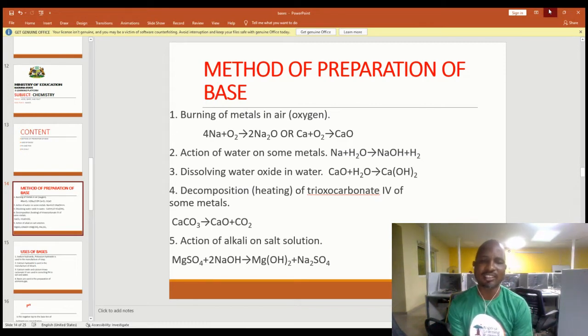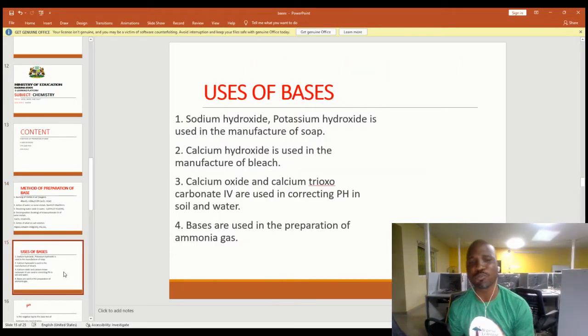So now let's look at the action of alkali on salt solution. For instance, if we have magnesium tetraoxosulfate(VI) and we react it with sodium hydroxide, we get magnesium hydroxide plus sodium tetraoxosulfate(VI). Now, these are ways that you can prepare bases, even though there are so many other methods you can use to prepare bases.